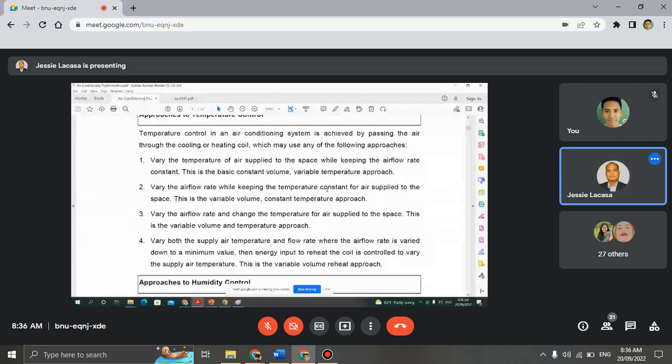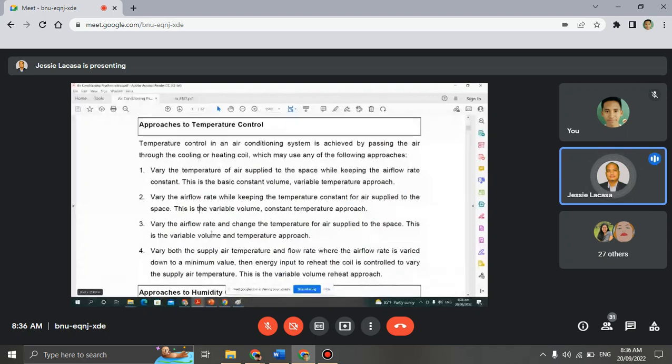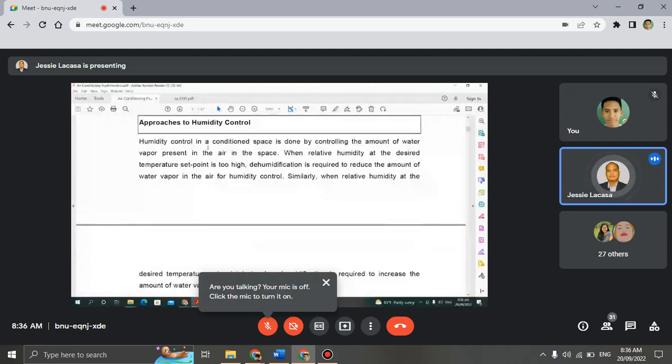Then next, approaches to humidity control. So how can you control the humidity? Kung ang imong temperature is approaches so na kay upat paagi, so sa imong humidity unsa ni pag-control? So humidity control in a conditioned space is done by controlling the amount of water vapor present in the air in the space. So the amount of moisture present in the air that you are going to supply for that particular space, mao na imong i-control.